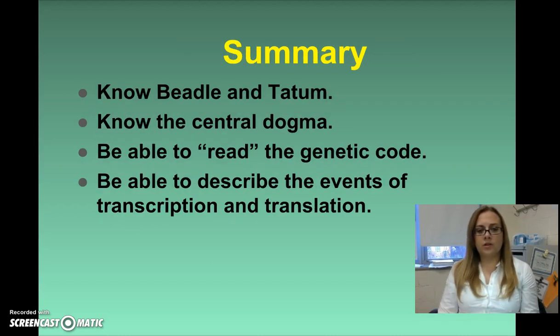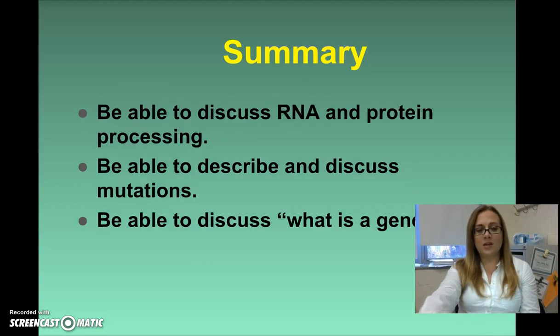Alright, so here's your overall summary for this chapter. So things from chapter 17 you should know. The Beadle-Tatum experiment, you should be able to explain what we mean when we talk about the central dogma. You definitely need to be able to read the genetic code. So if you're given a sequence of DNA, you need to be able to transcribe that into mRNA, and then take that mRNA and translate it into the amino acid sequence. You need to be able to describe the events of transcription and translation, what happens at each step through those processes, what enzymes are involved. You should be able to talk about RNA and protein processing. And then you need to be able to talk about mutations and also what is a gene.